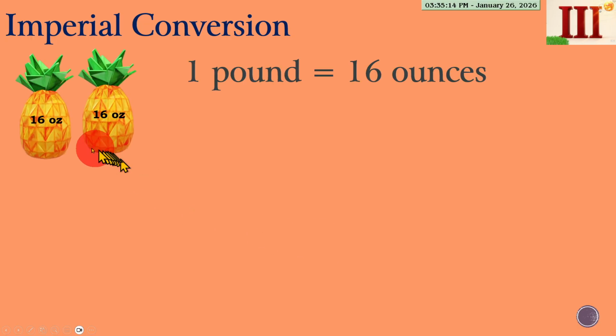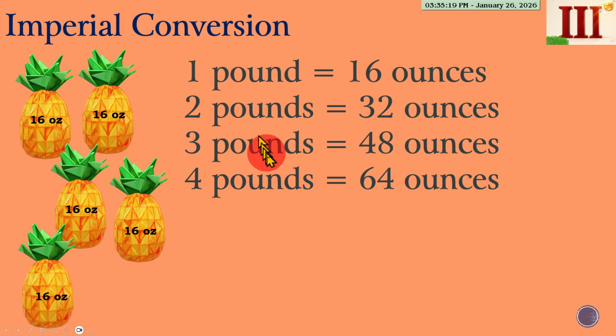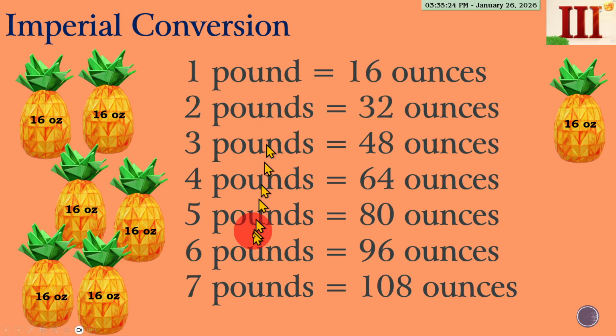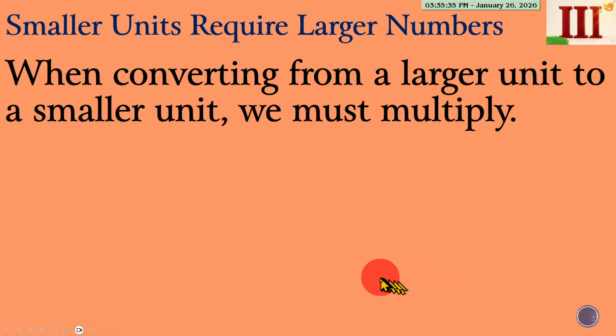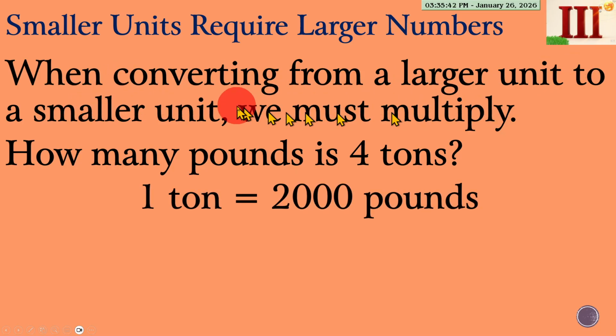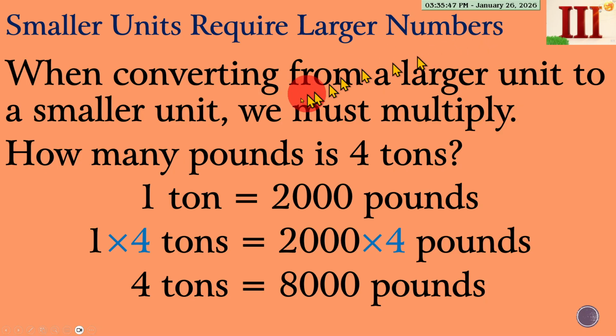So if I have 1 pineapple at 16 ounces, notice as I increase my pounds, I increase my ounces. I keep counting from 1 to 7. I keep adding 16 units to this so that eventually I can say 7 pounds is 112 ounces. So when we are converting from a larger unit to a smaller unit, we must multiply, because as we notice, smaller units require a larger number.